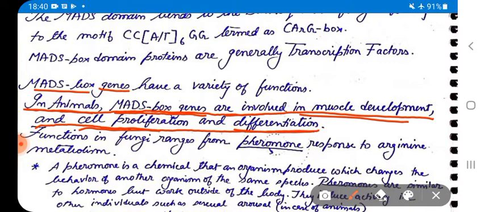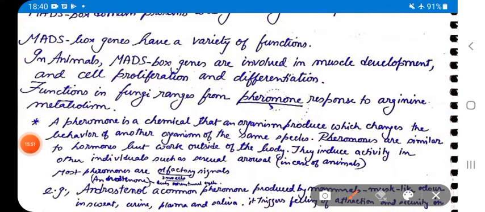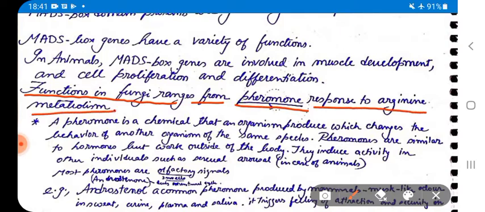Okay, I think you have understood. Then in fungi also, this type of MADS box genes can be observed. In fungi, it ranges from pheromone response to arginine metabolism. It means it has many functions, like those genes that have MADS box sequence can act in pheromone response. Now what is pheromone?